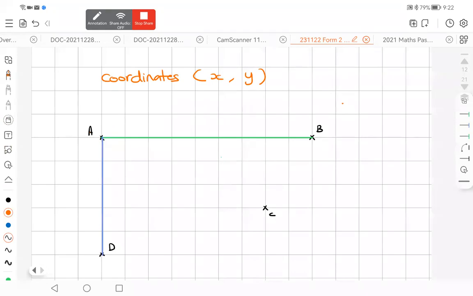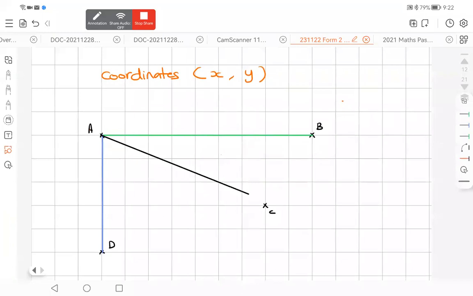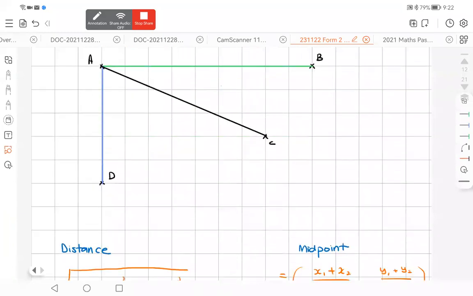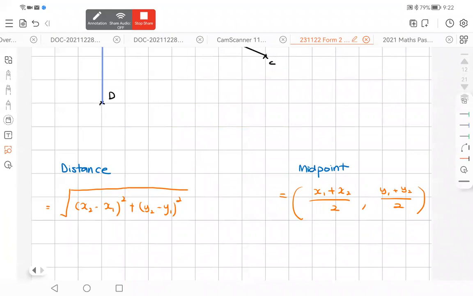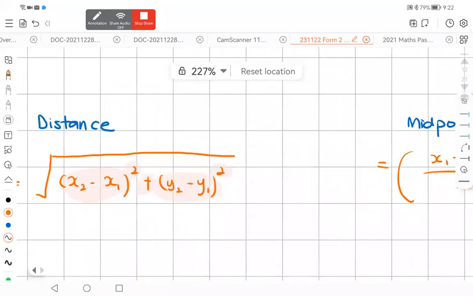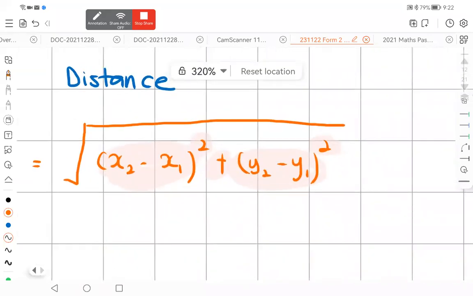Unless the line shown is a slanted line like AC, then only we use the formula. The formula to find distance is the square root of x squared plus y squared. So this is actually to find the hypotenuse. It's the same. Now, a harder question. See if you understand or not. X2 minus x1 actually refers to what? X2 minus x1 inside the bracket.